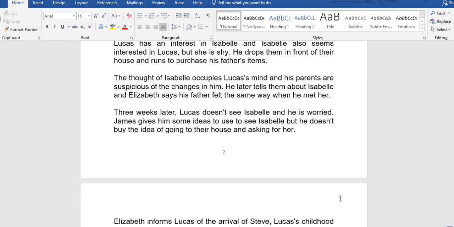The thought of Isabel occupies Lucas' mind, and his parents are suspicious of the changes in him. He later tells them about Isabel, and Elizabeth says his father felt the same way when he met her. Three weeks later, Lucas doesn't see Isabel and is worried. James gives him some ideas to use to see Isabel, but he doesn't buy the idea of going to their house and asking for her.